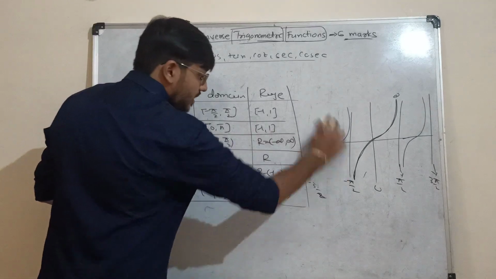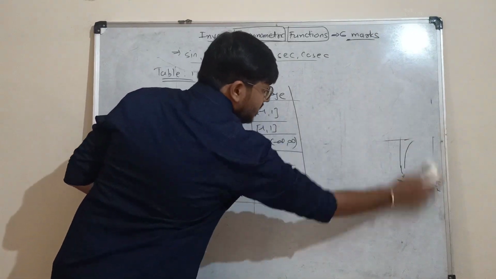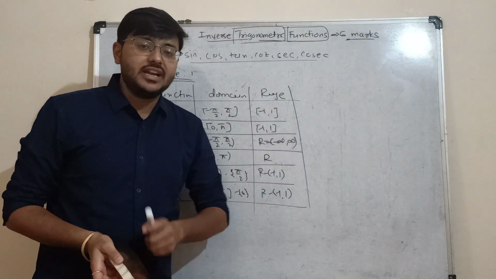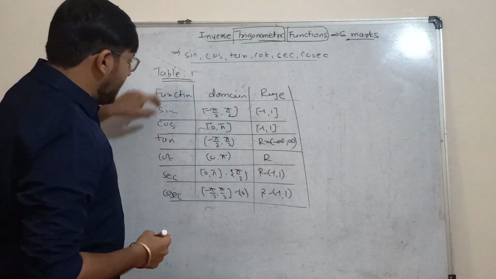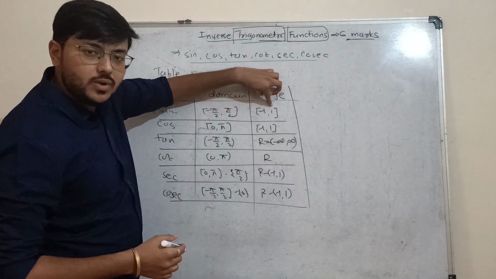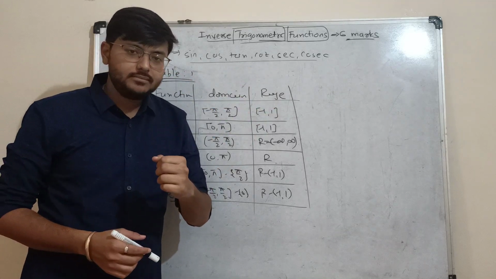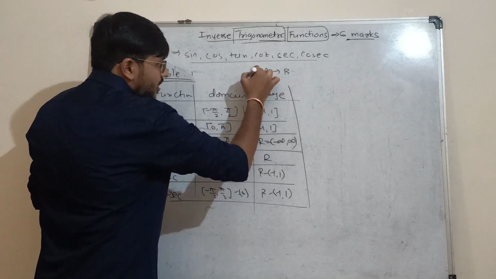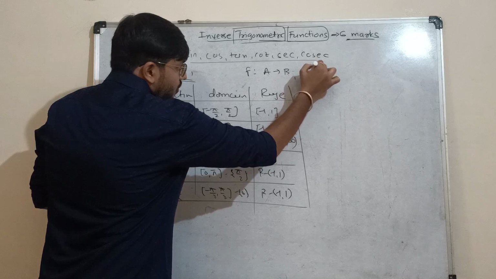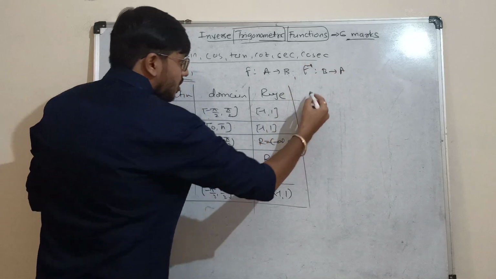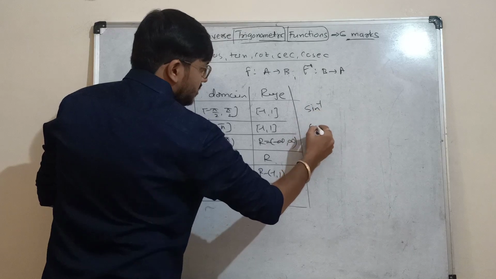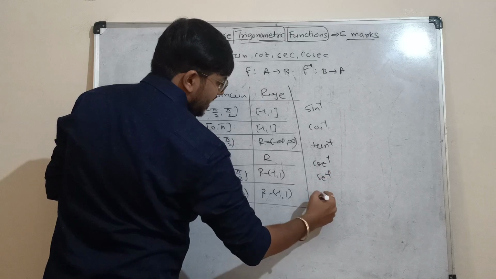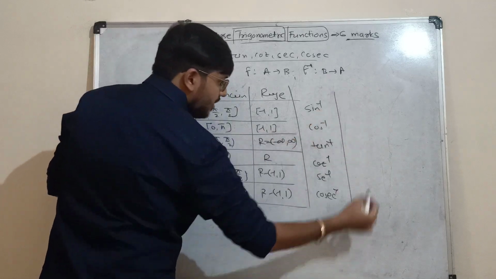So if you now understand the domains and range related with the function, you can easily understand the range and codomains related with the inverse. If sine has domain minus pi by 2 to pi by 2 and range minus 1 to 1, what about the inverse? The inverse has what? The vice versa condition, right? Let me remind you, if a function is defined from A to B, then f inverse will be defined from B to A. So now if I talk about the functions sine inverse, cos inverse, tan inverse, cot inverse, sec inverse and cosec inverse, what are the domains?